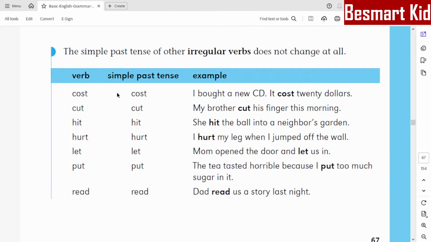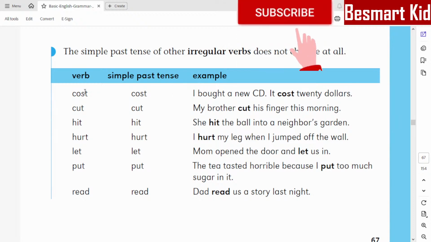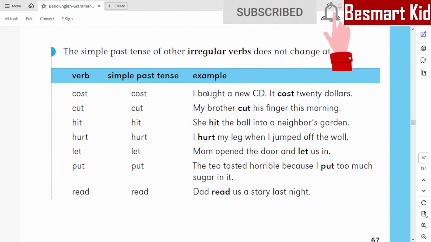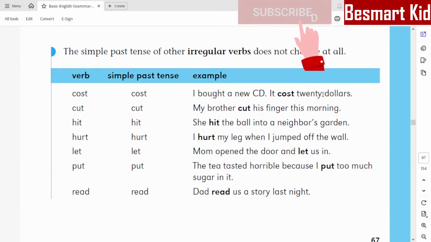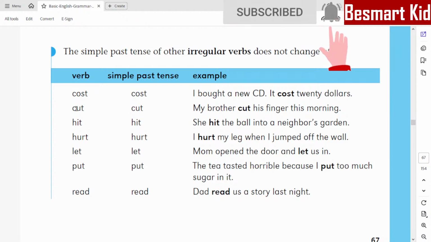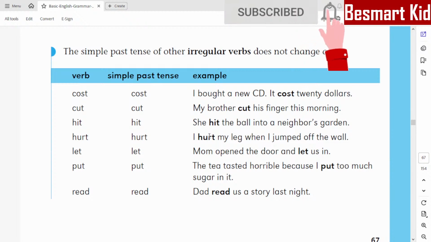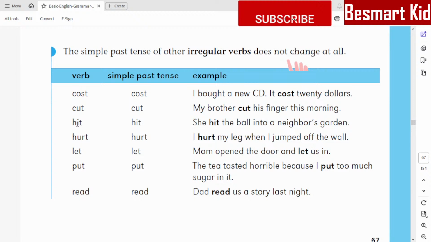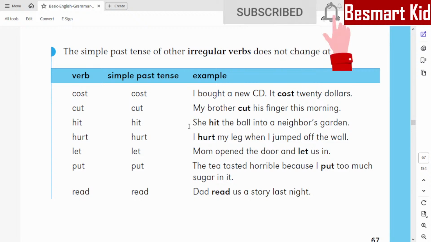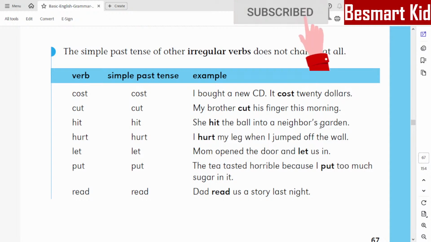Here we have verb, simple past, and the example. Cost, it will be cost. I bought a new CD. It cost $20. Cut, it will be cut. My brother cut his finger this morning. Hit, hit. She hit the ball into the neighbor's garden.